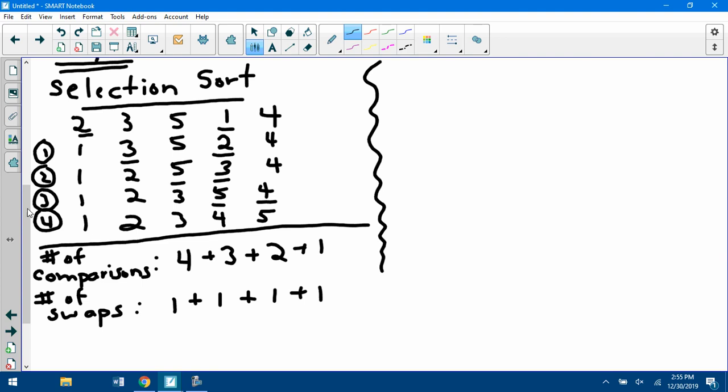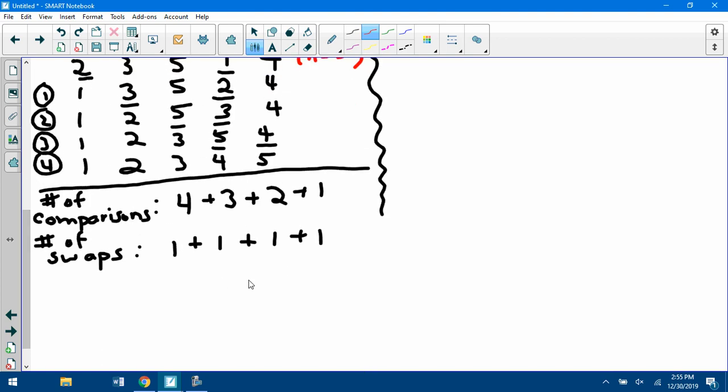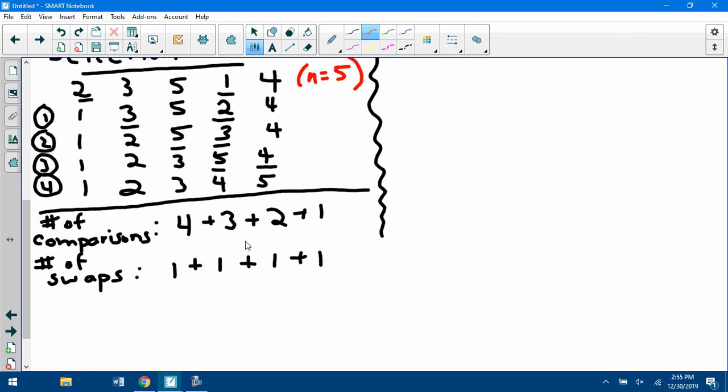Okay, so that's when, let me say at the top here, if I say n equals 5, you know what I'm referring to? The number of elements. So I had 5 elements. When n equaled 5, I had to go 1 plus 2 plus 3 plus 4 for my comparisons, and 1 plus 1 plus 1 plus 1 for my number of swaps.